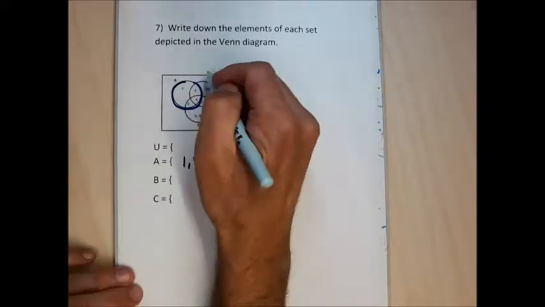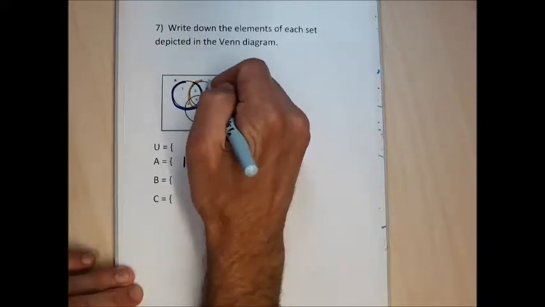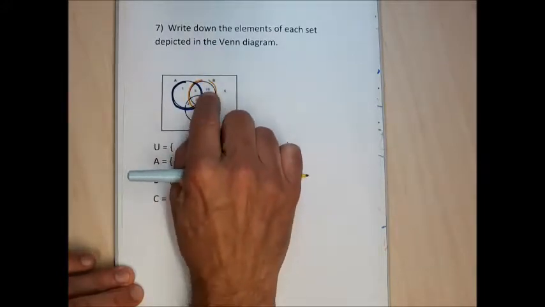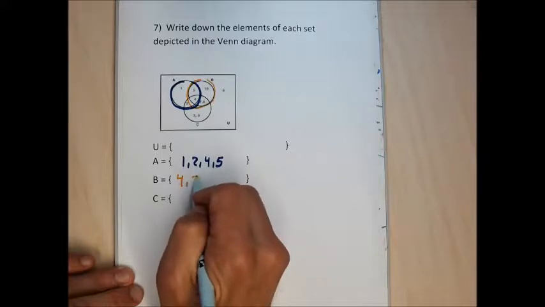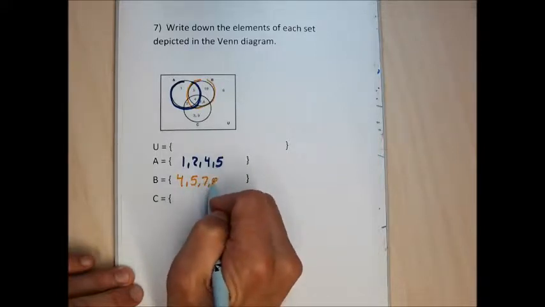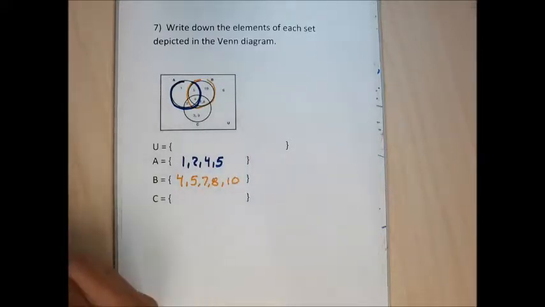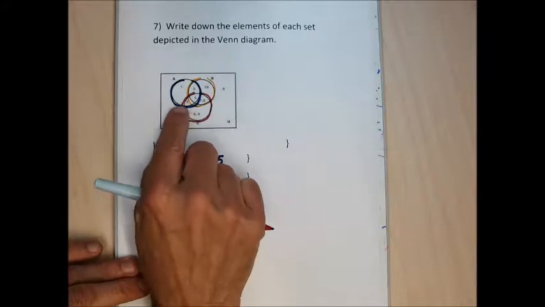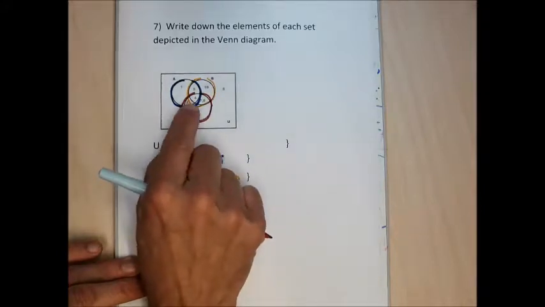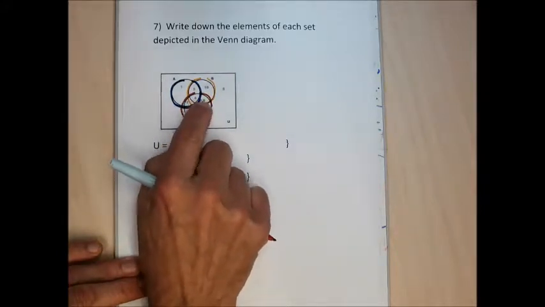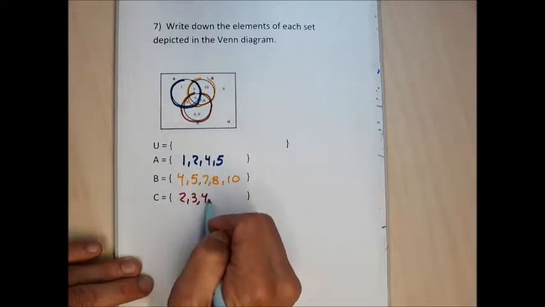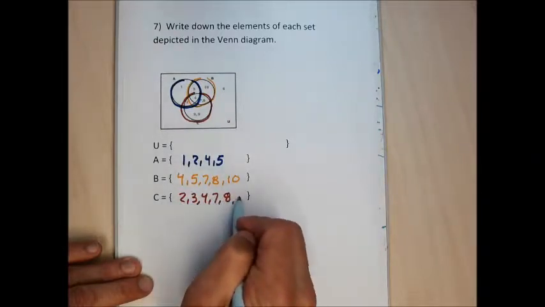I'll move on to set B. I see 4, 5, 7, 8, and 10 inside the B circle. Next, I'll move down to set C. Inside the C circle, I see 2, 3, 4, 7, 8, and 9. So I'm just going to write that: 2, 3, 4, 7, 8, and 9.